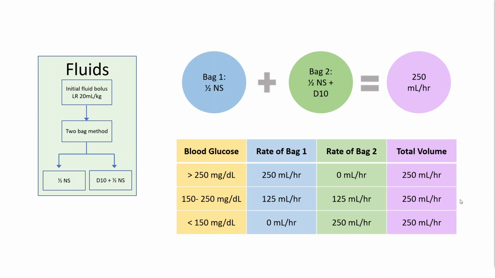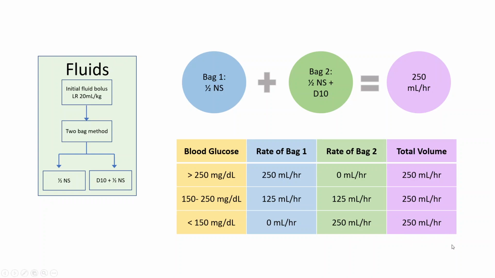Let's say the patient's blood sugar dropped to 135. In this case, we would want to increase the dextrose-containing fluid. So we would decrease the rate of the half normal saline bag to 0, increase the rate of the half normal saline plus D10 to 250, and again, we are still at 250 mLs of IV fluid being delivered an hour.